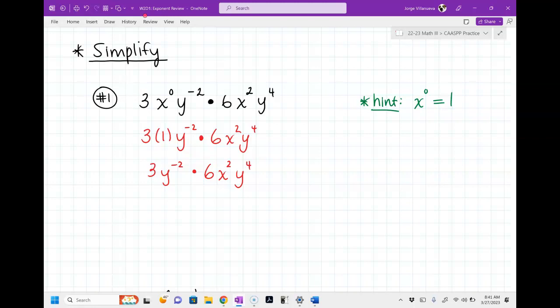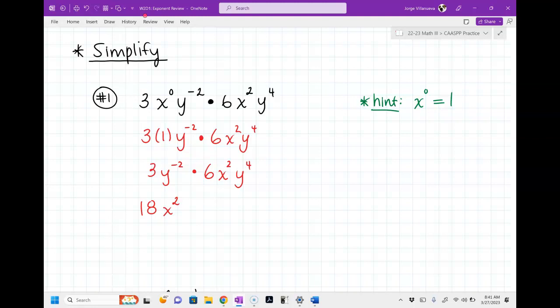So now that we're at this point, I notice when I want to multiply, I can do the variables, I can do the numbers. So let me do the numbers first because those are easier. 3 times 6, that's 18. So that's pretty easy. And then I like to do my variables alphabetically. So I see x, right? x squared. There is no other x there, okay? So I'm just going to write x squared. And then now I have my y variable, right? y to the negative 2 times y to the 4th.